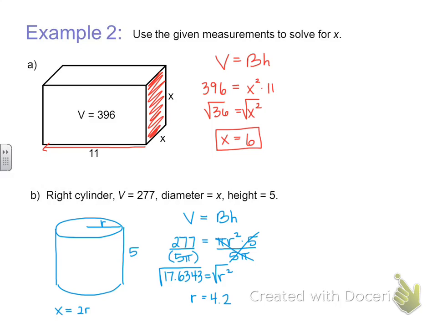So that means if my radius is 4.2, what is my x value? 8.4, doubling it, right? Because my x value is supposed to be the diameter. So I would double my radius. And then this is your final answer. Are there any questions on that problem?